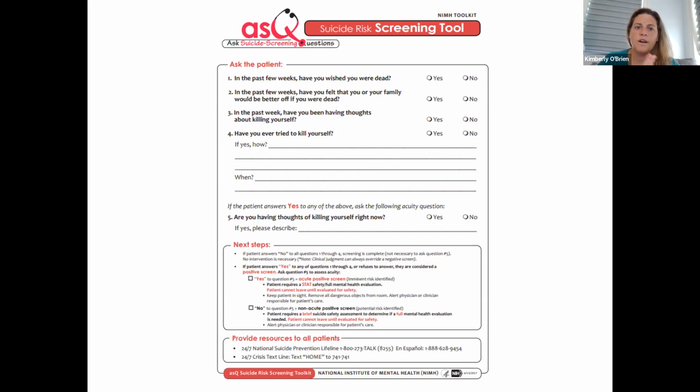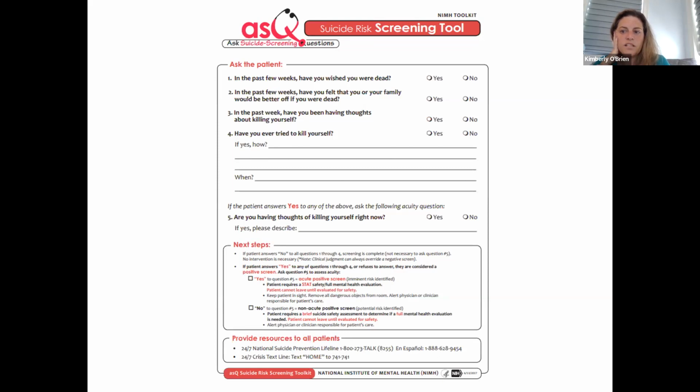And what is great that they developed for this ASQ is this next steps column. They talk to you about what to do. So if a patient answers no, then you're done with questions 1 through 4, then the screening's complete. You don't even need to ask question 5. If the patient answers yes to any of the questions 1 through 4, or refuses to answer, they are considered a positive screen. So then you would ask question 5, are you having thoughts of killing yourself right now, to assess for acuity.